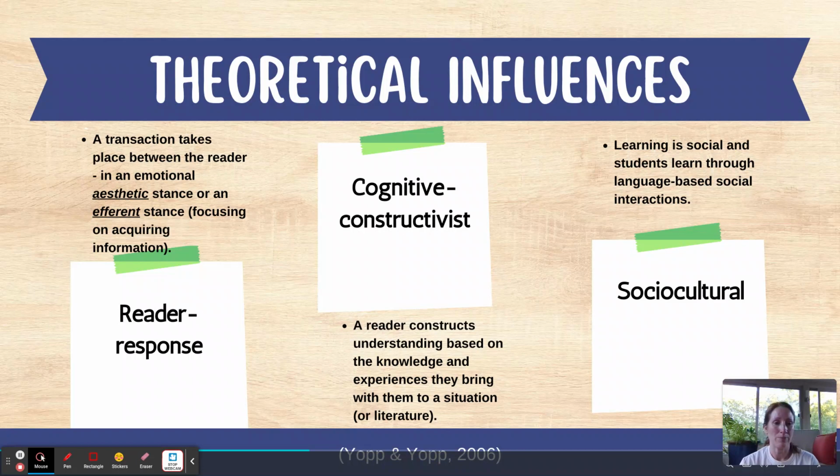So, the first is the reader response method. In this theory, the idea is a transaction takes place between the reader and the text. They may take an emotional stance when they read or an efferent stance, which is focusing on acquiring information.